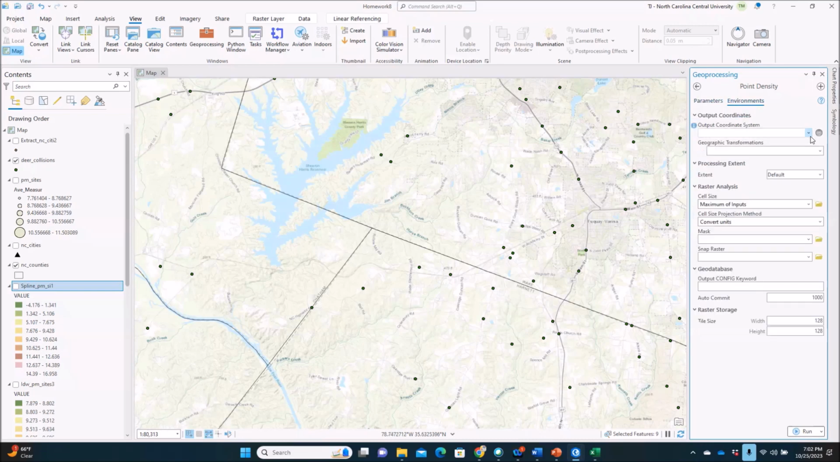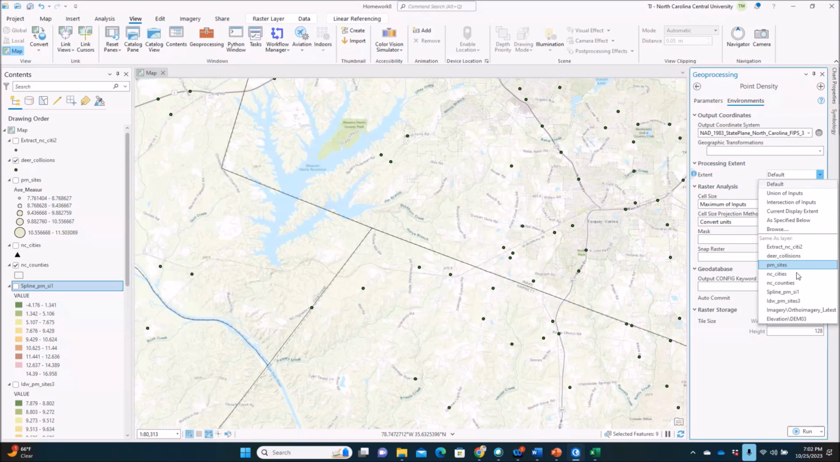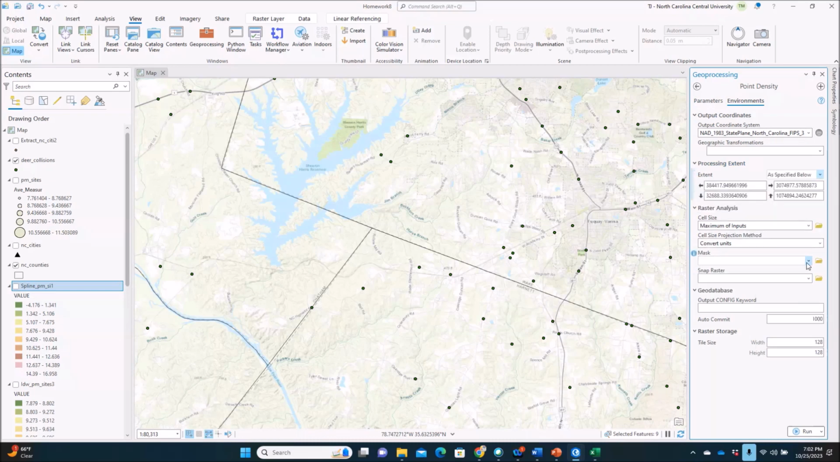Under environments, we'll do the same thing we did before. We'll set this to my current map, which is a state plane that measures things in feet. Cell size, we'll leave that. Processing extent, we'll set to NC counties, because I'm not sure exactly how this algorithm runs. Then we'll mask it at NC counties as well, because I don't really care about the density outside of the state, and I like these nice, pretty products that are clipped to the state. But like I said before, when you run Kriging or Natural Neighbor, even though you set your processing extent to counties, it might not do it because it won't do extrapolation. Okay, let me run this thing.